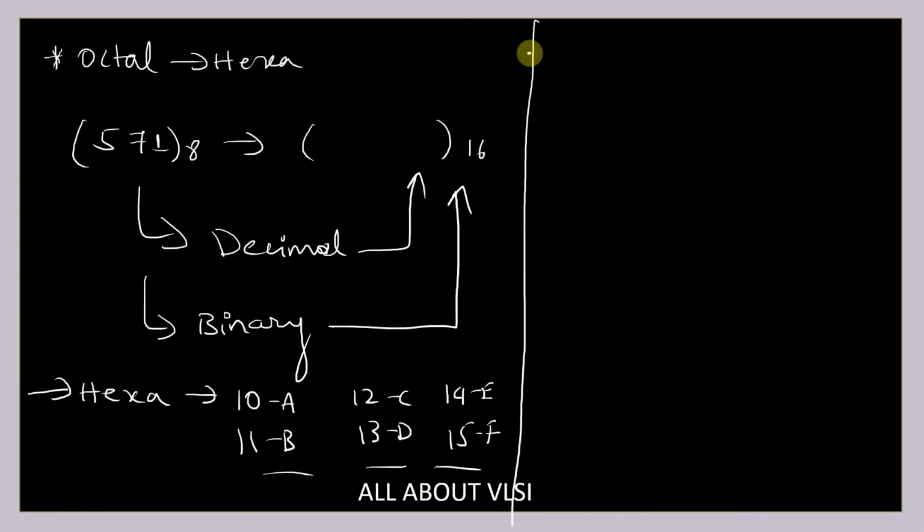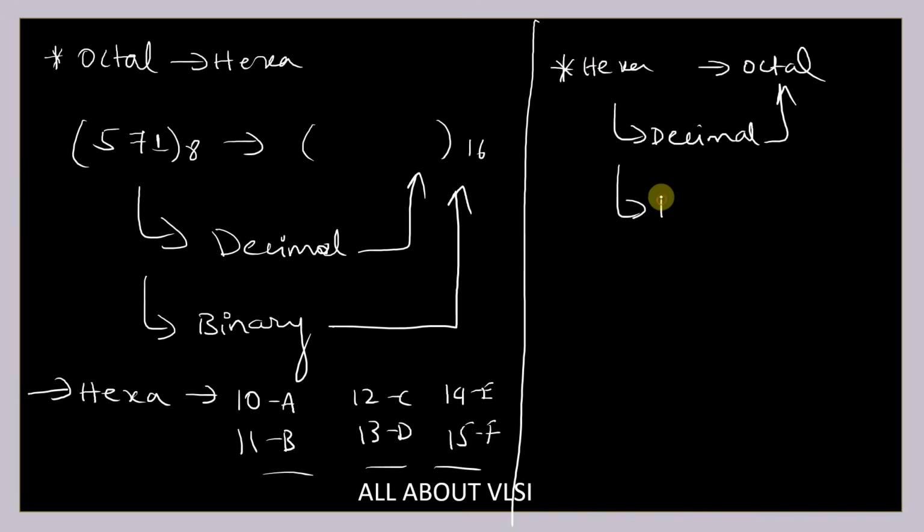Now, let's say if I want to convert from hexadecimal to octal, what is the process? Again, the same thing we are going to follow. Either we can convert it into decimal and from decimal convert it into octal format, or else we can convert it into binary and then convert it into octal format, right?